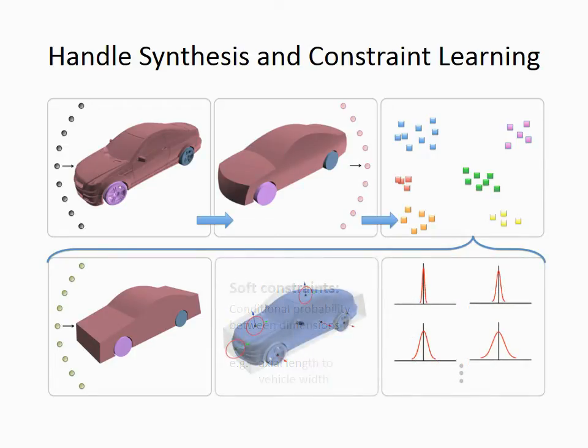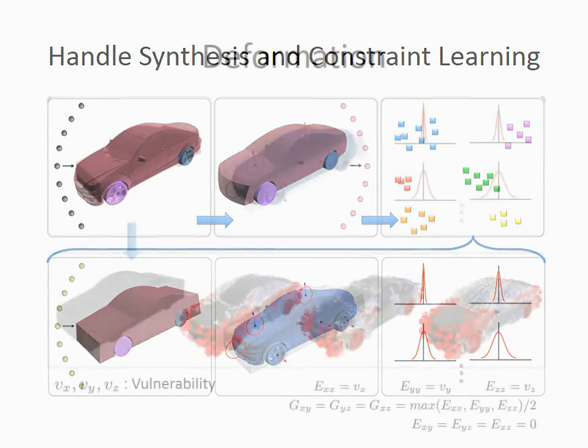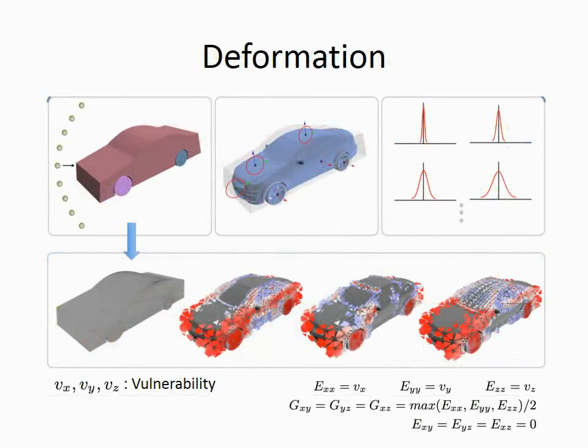Co-constrained abstractions are guaranteed to be watertight. They use a volumetric deformation system designed to preserve shape details.